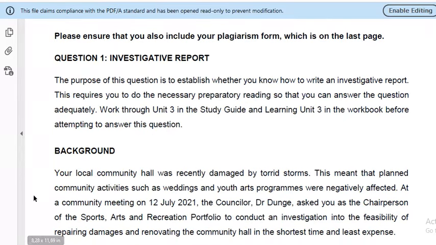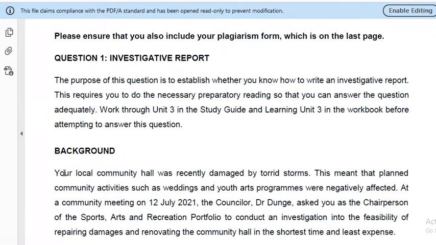Now, look at the keywords. The most important thing that you need to take note of here from your background is what is it that needs to be done. What is the main object here? What is it that we are looking into? It is the community hall that was damaged.